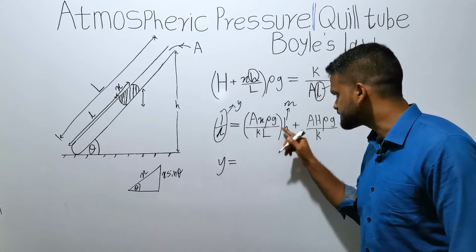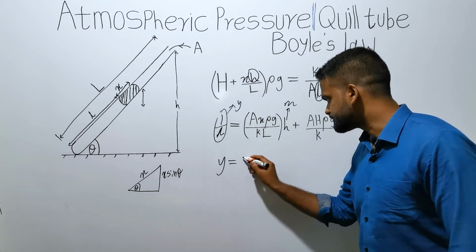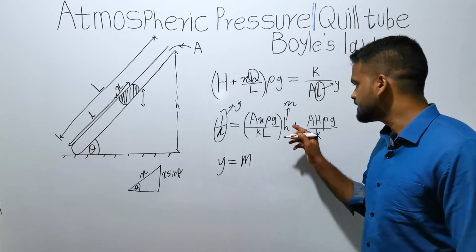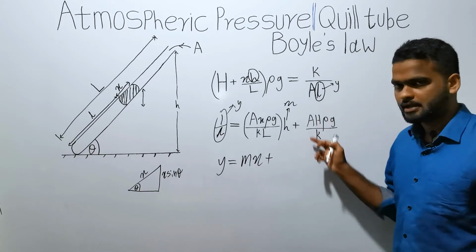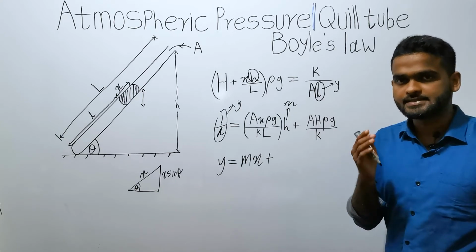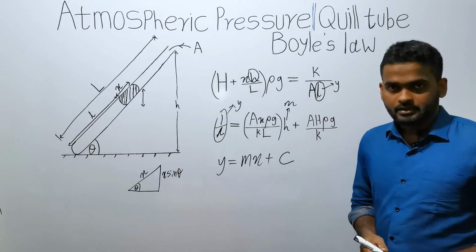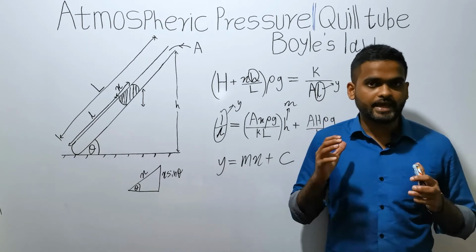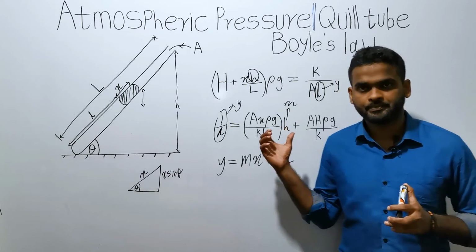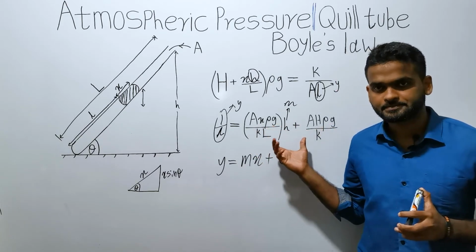This term can be considered as the gradient, that is simple m. This is x, plus this term can be considered as the intercept, that is symbol C. So this is in the form of y equals mx plus c.